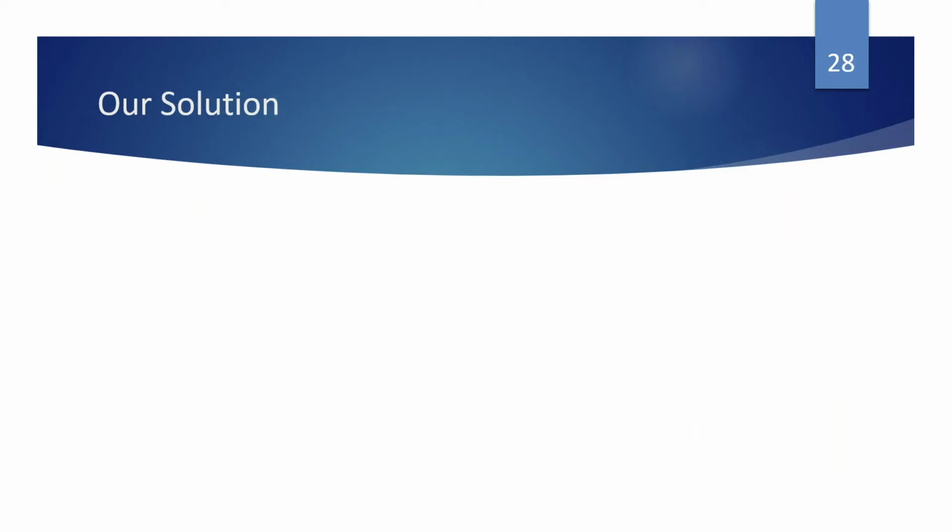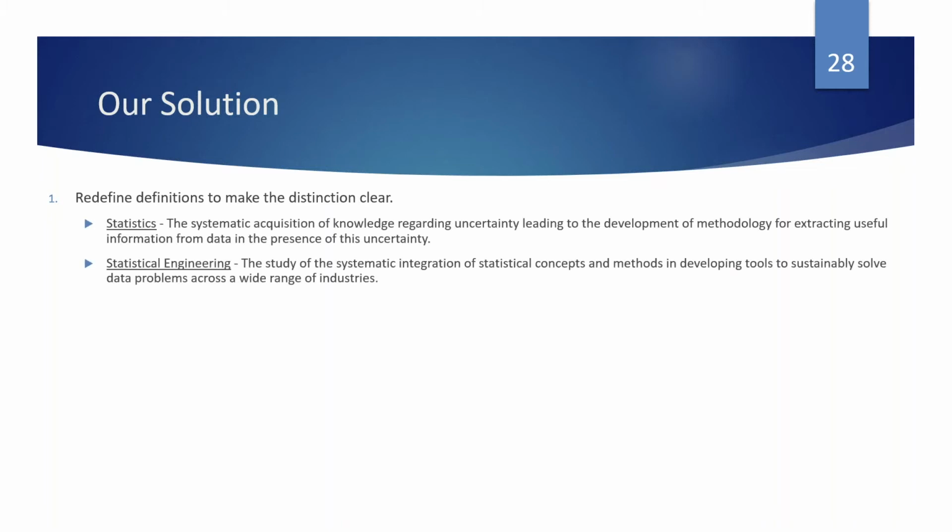And how exactly would we do that? Well, of course, my wife's a project manager, so of course we have a solution. The first step is, of course, we need to redefine our definition. So here's some examples of what that might look like. Again, I'm not proposing a formal definition, just an example. And ultimately, we have to advertise that we have this subtle split. Statistical engineering will be on the application side. Statistics will be on more of the research, the knowledge acquisition side.